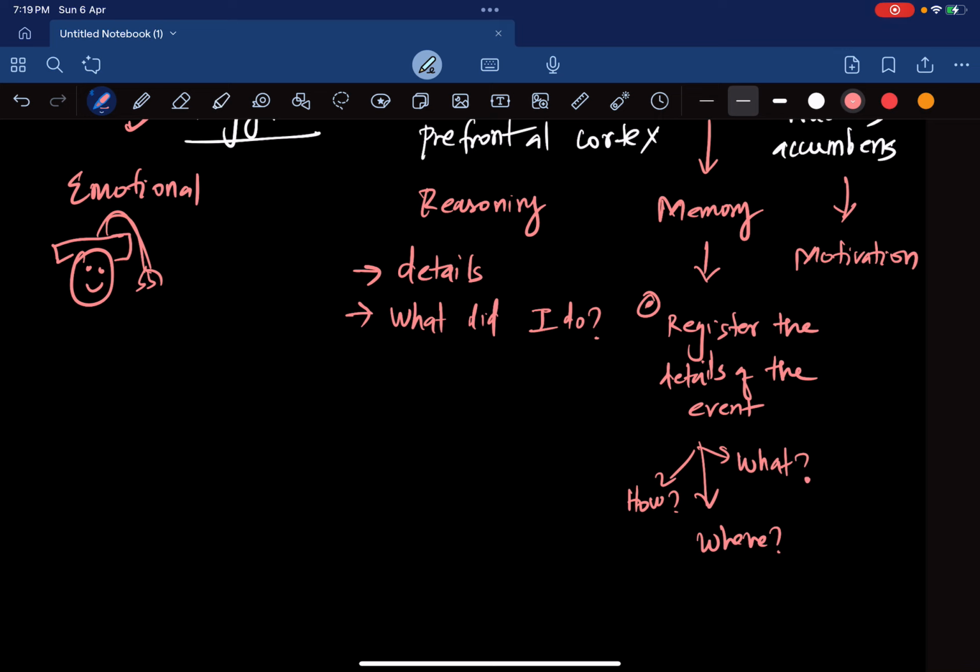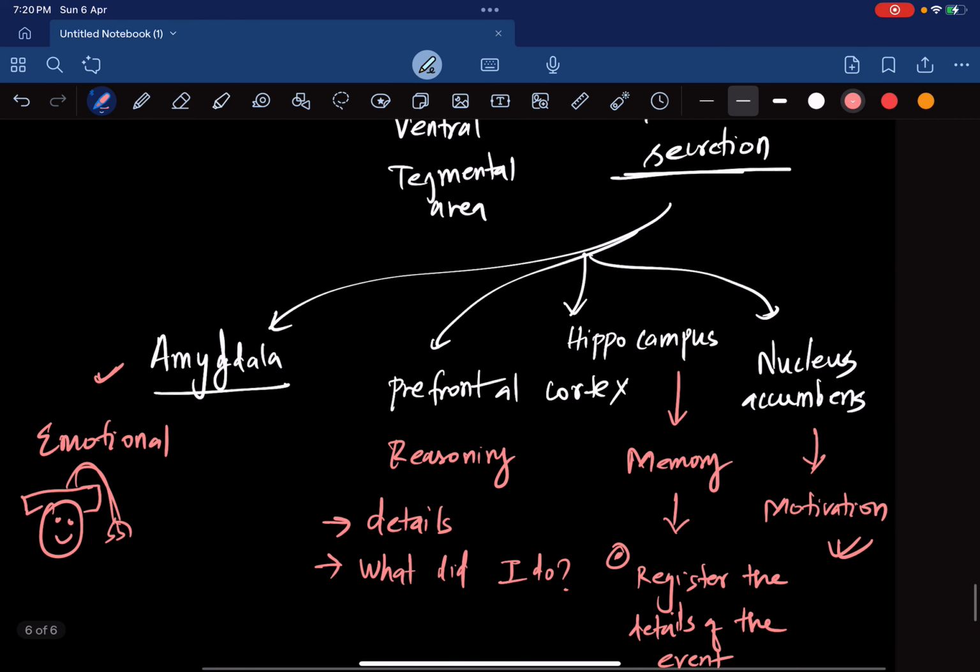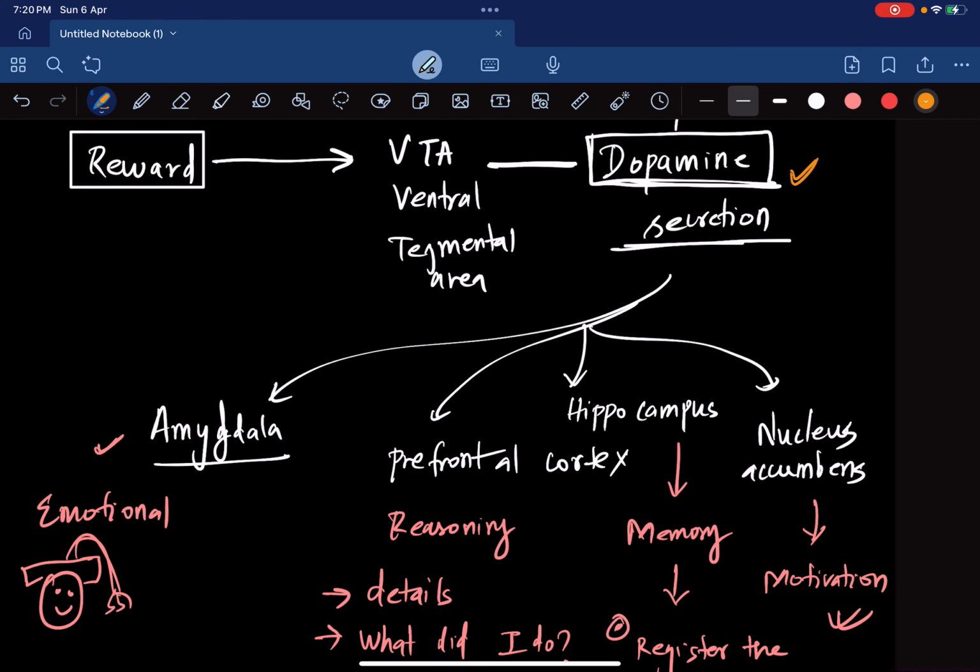And when I came out in the top 5% of the class, what did I do? How did I celebrate? How did my parents react? How did my friends react? Now, the nucleus accumbens, as a result of all this, is going to motivate you. It's going to push you to do more of the same thing, because all of this is because of this dopamine hit.